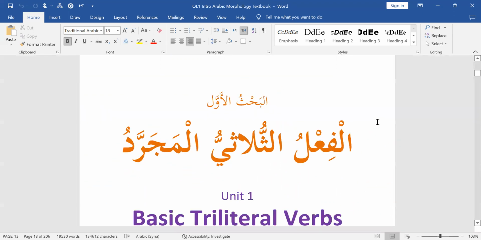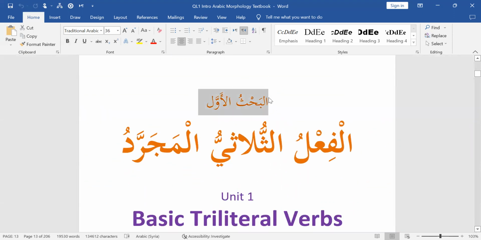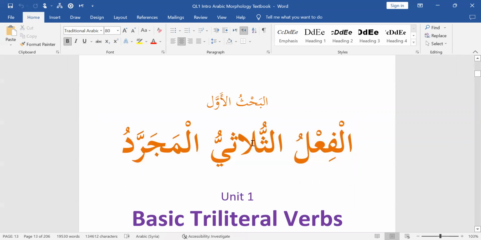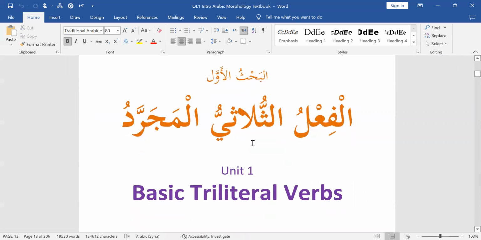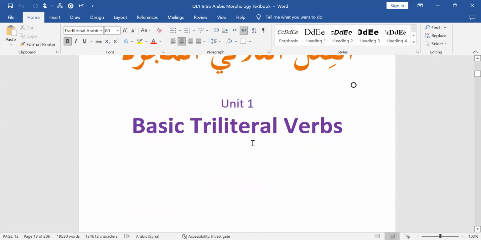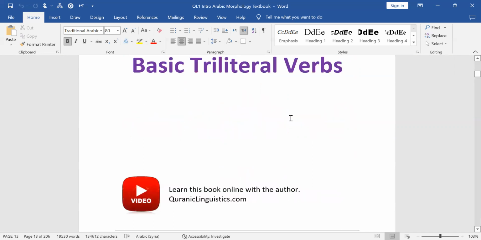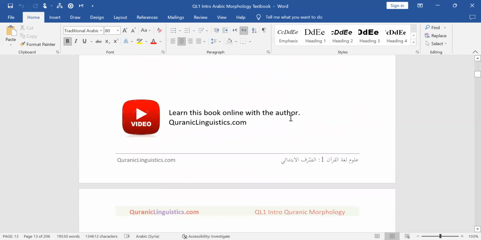Now, this is unit 1. Al-bahth al-awwal, al-fi'l al-thulathi al-mujarrad. Basic triliteral verbs. In other words, form 1. Now, you are familiar somewhat with forms. You've done Form 1, Form 2, Form 3, and Form 4 in Easy Introduction to Arabic, Book 1. So here we will look at a more technical analysis.